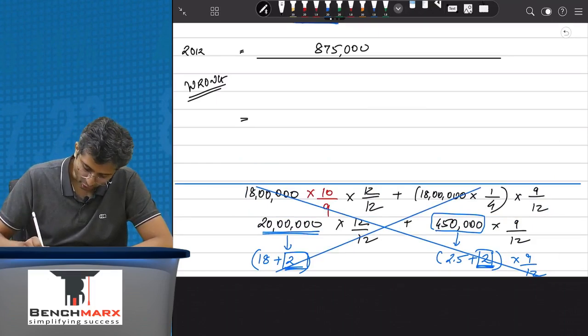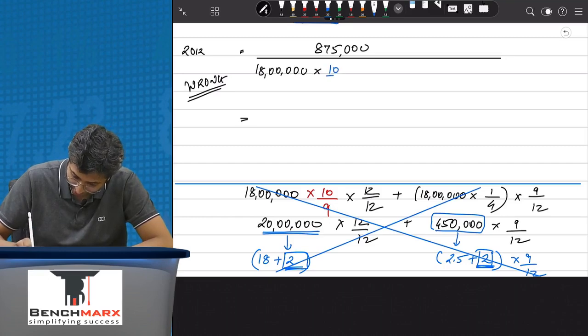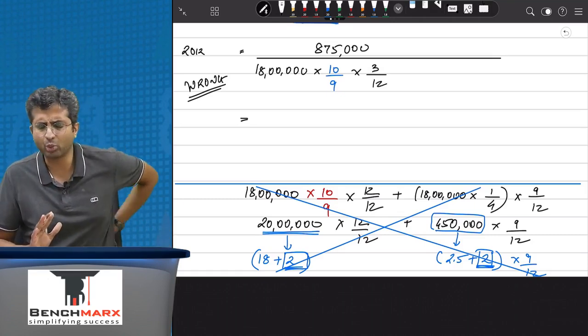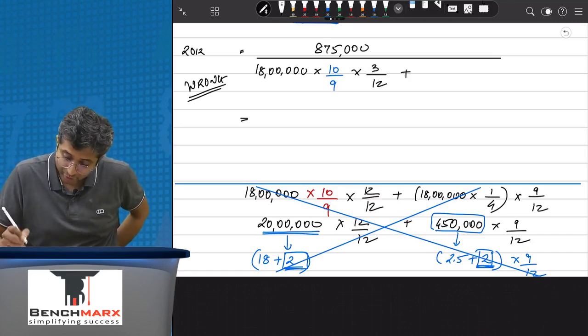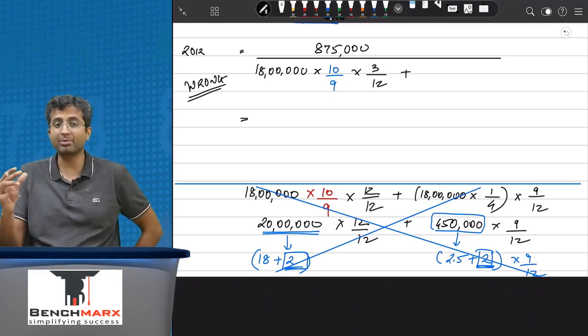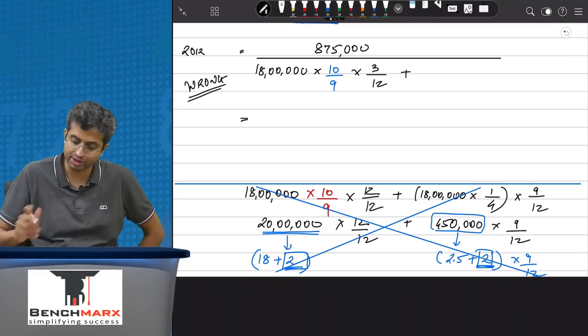What you will do is, chalo, 18 lakhs, into, this is outstanding prior to the date of rights, so the factor will have to be applied, but you will multiply it by 3 by 12. Sir, how? Well, we are saying that this 18 lakhs of share capital was there for a period of 3 months, which means in these 3 months, when you do 18 lakhs into 10 by 12, that 2 lakhs that should have been added is added for the first 3 months.